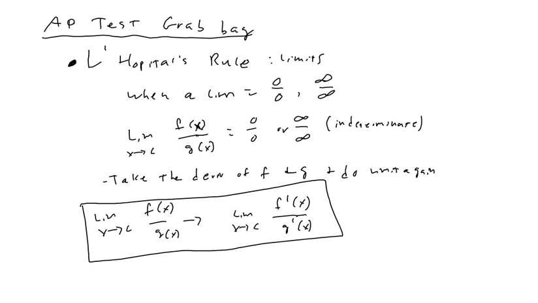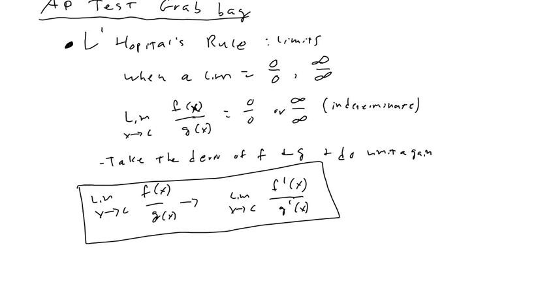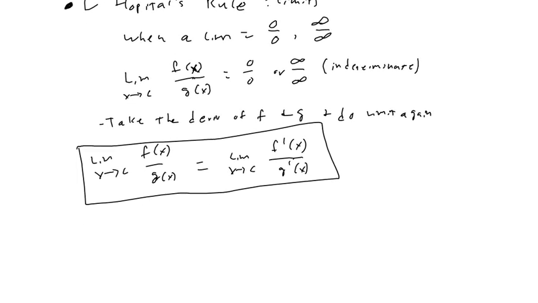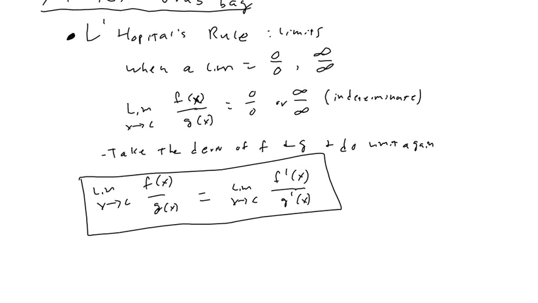So with L'Hopital's rule, you do the derivative of each section, f and g, the top and the bottom, not using the quotient rule, just separate derivatives. You do the derivative of the top and the derivative of the bottom, and you do the limit again, and you get the answer, and that'll be the same thing. This is only true for limits when you have a 0 over 0 or infinity over infinity.